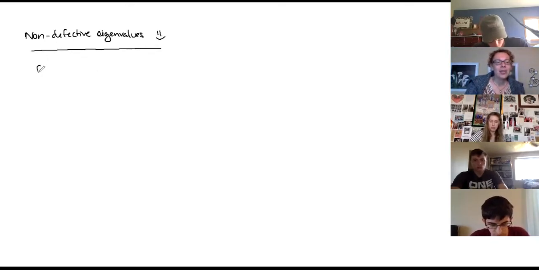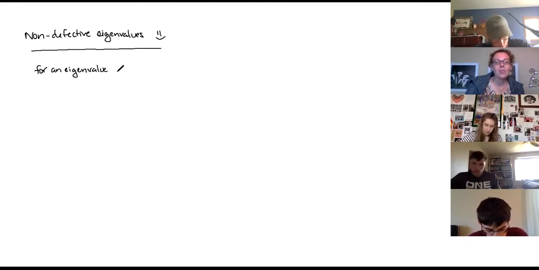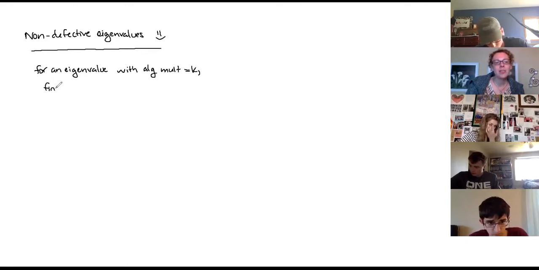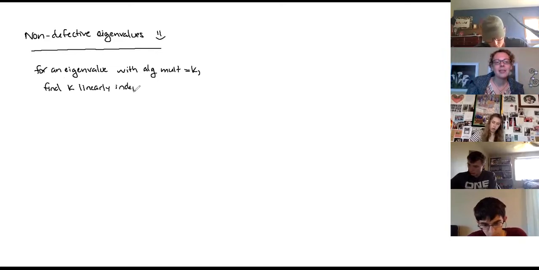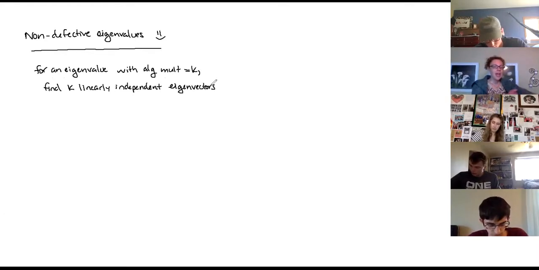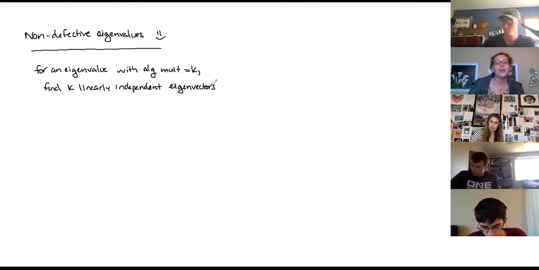So what we can do is, for an eigenvalue with algebraic multiplicity equal to k, we need to find k linearly independent eigenvectors. If we can do that, we'll be back to where we were. And then we can put them back together with the v and the e to the lambda t, multiplying them and adding them and putting them with coefficients.